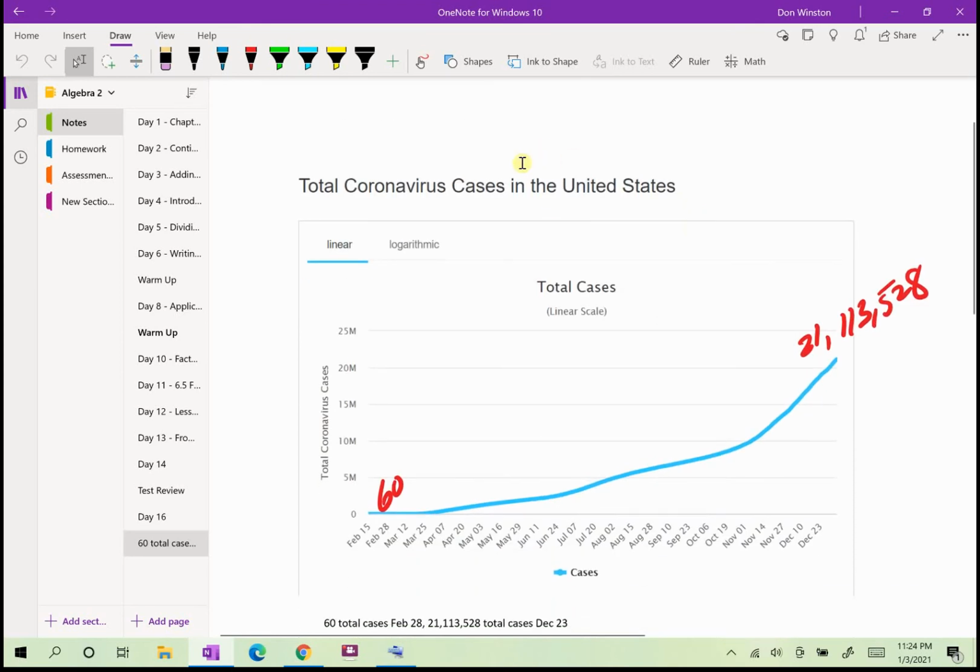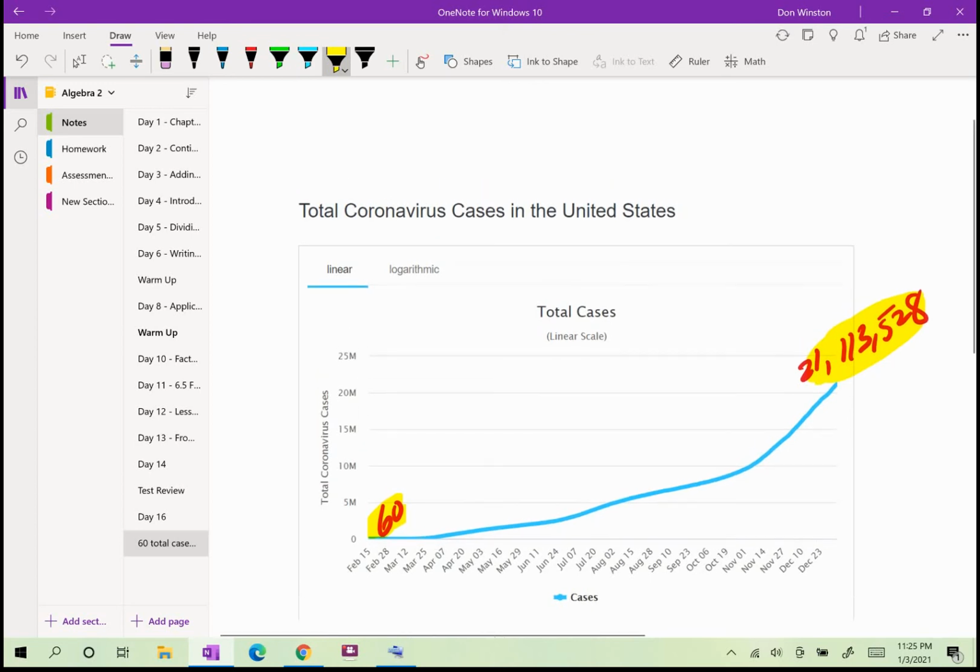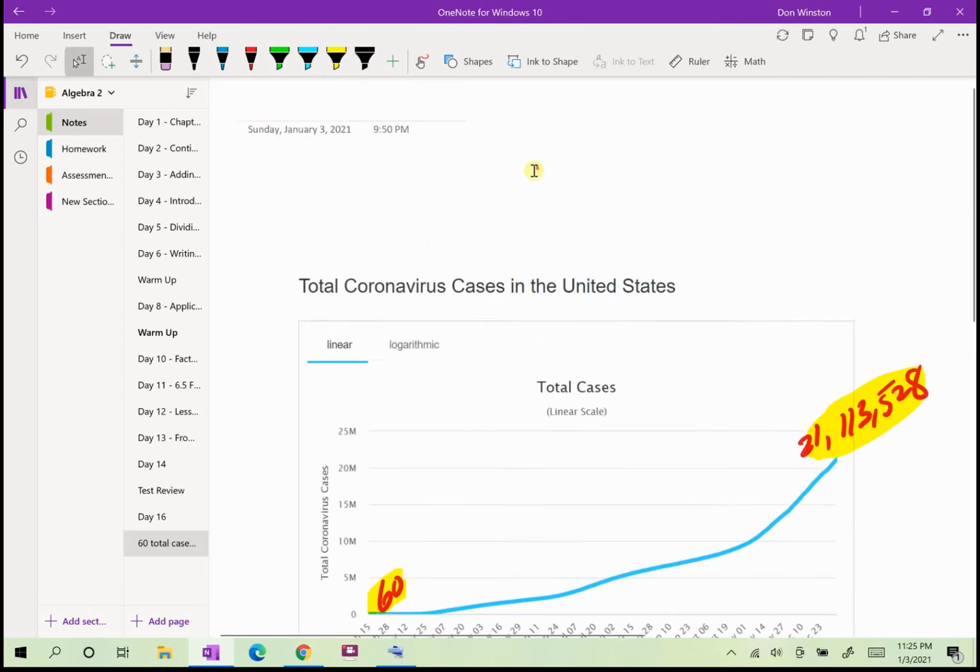Here I have a table or a graph of total coronavirus cases in the United States. On February 28th, there were a reported 60 total cases in the United States. But by December 23rd, there were 21,113,528 total reported cases. As you can see, there was tremendous growth throughout the year. A good illustration of an exponential function. They grow very quickly, or they decay or decline very quickly.